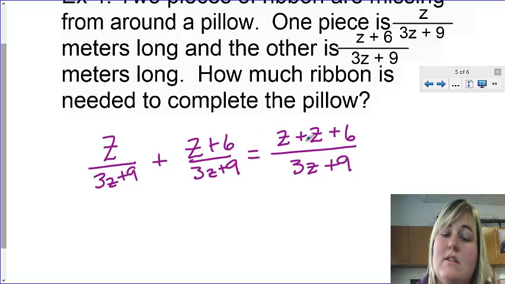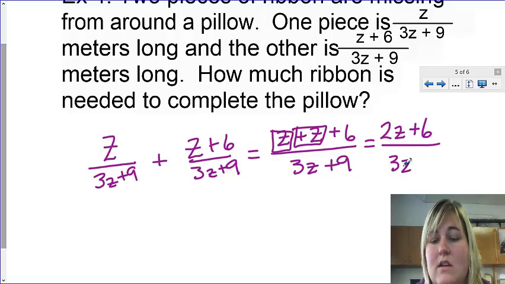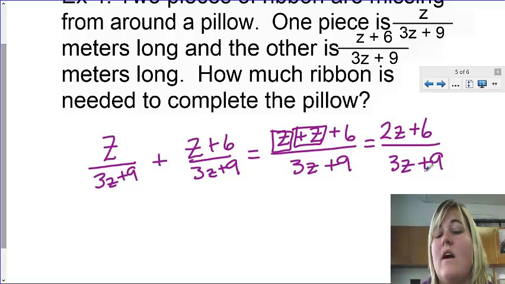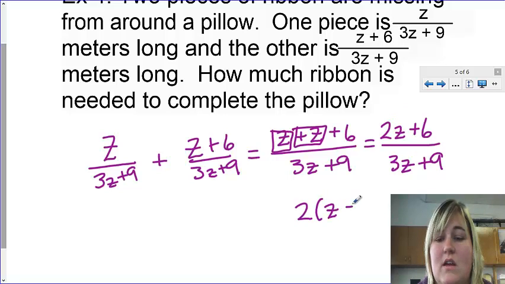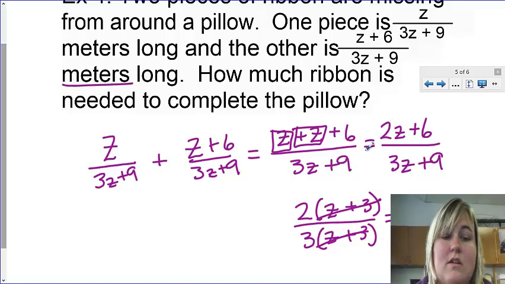And I have z plus z, because those are like terms, which is going to give me 2z plus 6 over 3z plus 9. And I can simplify this a little bit by factoring. So on top I can factor out a 2, and I'm left with z plus 3 over, on the bottom I have a 3 that I can factor out, and I have z plus 3, which means I can cancel the quantity of z plus 3, which leaves me with 2/3, and my measure is in meters. So I need 2/3 of a meter to finish the pillow.